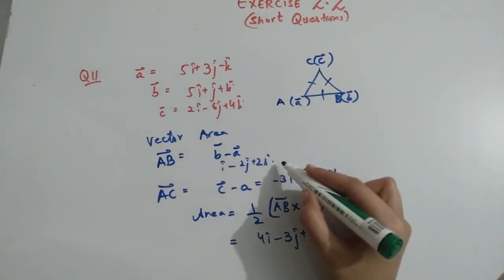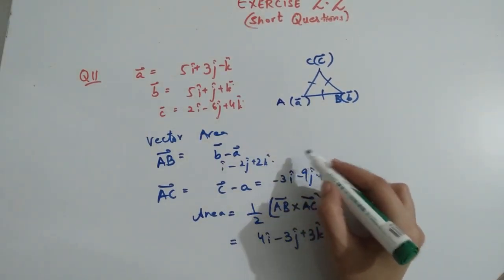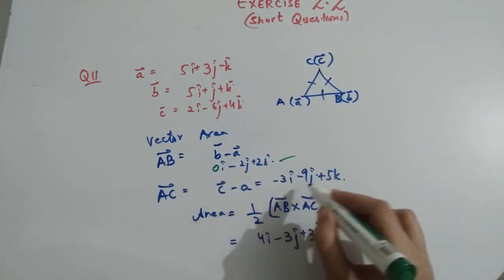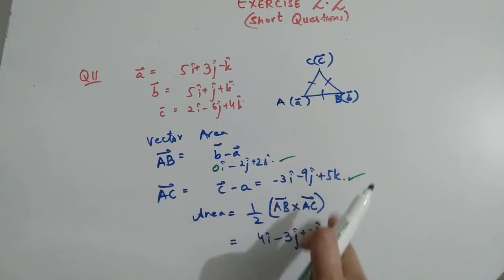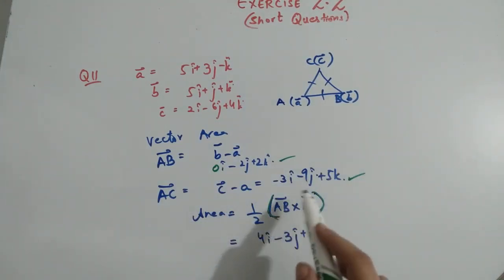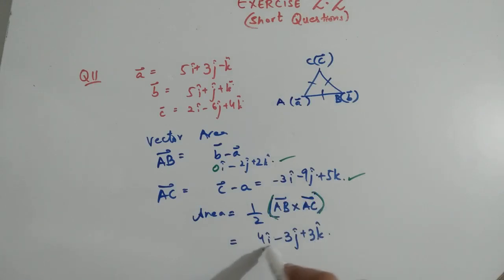AB will be i minus 2j plus 2k, and C minus A will be minus 3i minus 9j plus 5k. After taking its cross product and dividing by 2 you will find the final answer as 4i minus 3j plus 3k.